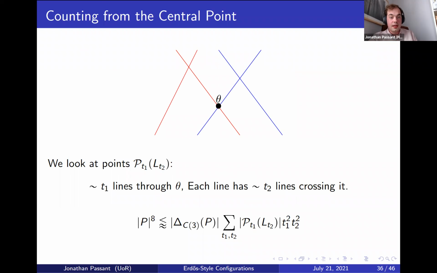Okay. And so now we have to partition points. We partition our points so they have roughly T1 lines coming through them that have roughly T2 lines coming through them. So now instead of just taking your one line and partitioning it, you're looking at points that have this nice structure coming out from it. And then using this partitioning, you can prove the following kind of energy bound. And so you need now an incidence bound on these kinds of points.